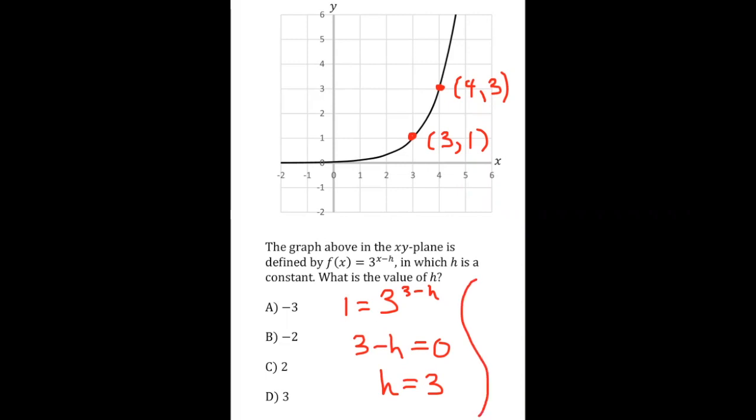But I could have done the same thing with the other point. We could have plugged in 3 for y and 4 for x. And now we'd have 3 to some power equals 3. What power is that? Well, 3 to the first power equals 3. So 4 minus h must equal 1. And again, if we solve for h, we'll get 3. Same thing. So D is our answer.